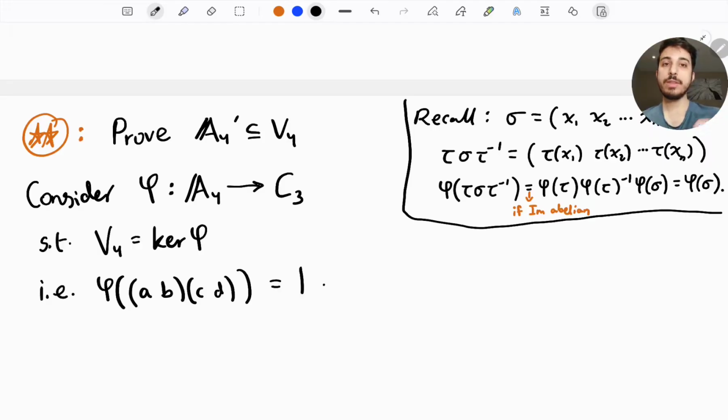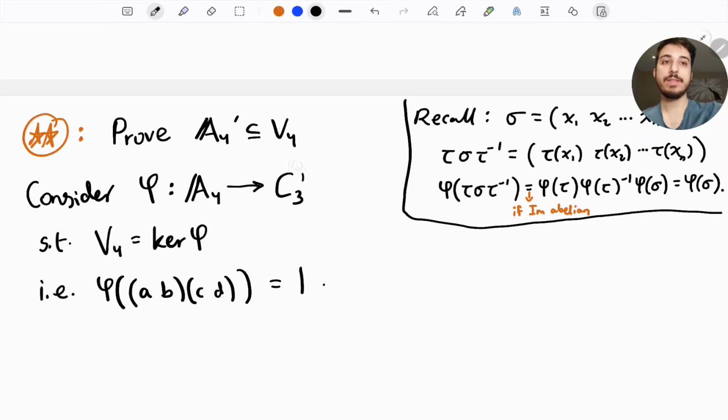So we want phi of any double transposition to give the identity, and phi of any other element not to give the identity, because we want phi's kernel to be exactly V4. So the elements of V4 are exactly the elements of the kernel. They're exactly the elements such that phi of these elements is equal to the identity. So we can't explicitly define our map yet, but we can logically assume what it is.